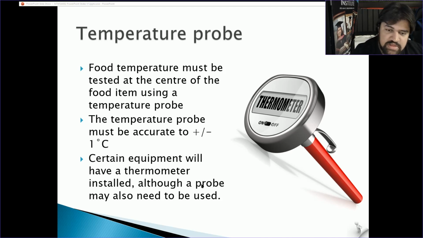Certain equipment will have a thermometer installed, although a probe may also be needed. So some fridges will have a thermostat that will show you the temperature. Some fryers will say what the temperatures are. There are rice cookers that will say, ovens, all those things. But you want to be using the correct thermometer and probes.